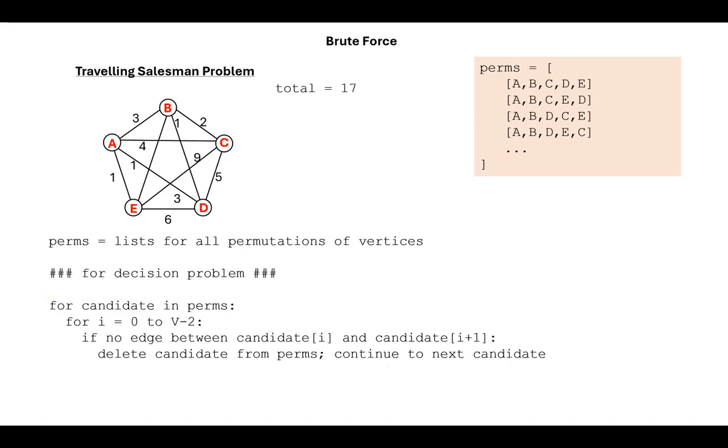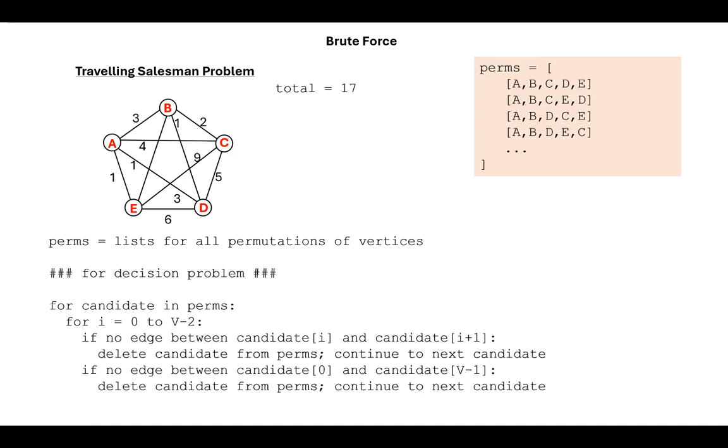The way I decided to do that was we do the same thing. We have our list of permutations and we check to see for each permutation, is it possible? So we cycle through the vertices, and if the edge doesn't exist between each pair of vertices, we delete that option from our candidates and we continue to the next one. We also add a line to check that you can get from the last one back to the first one. And then we have a line telling us how we return the result. So if there are still some permutations left after doing this process, we return true, otherwise we return false.